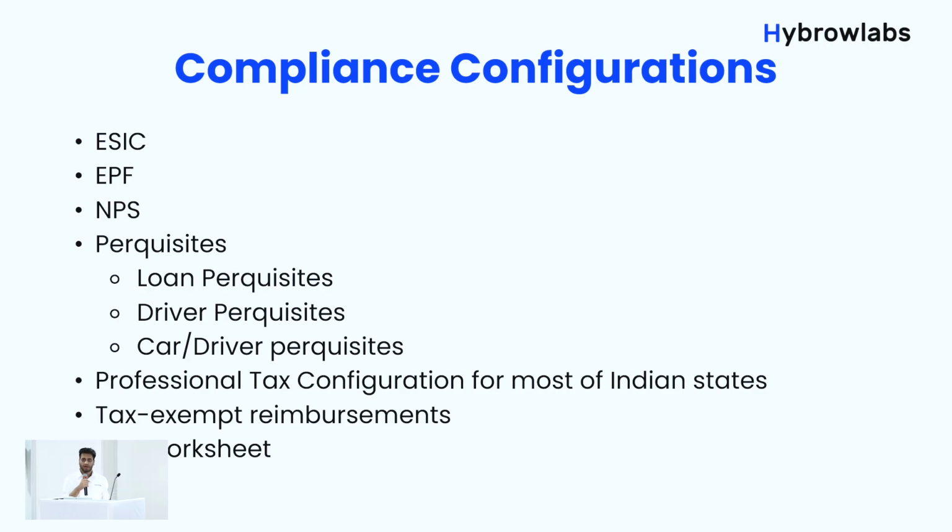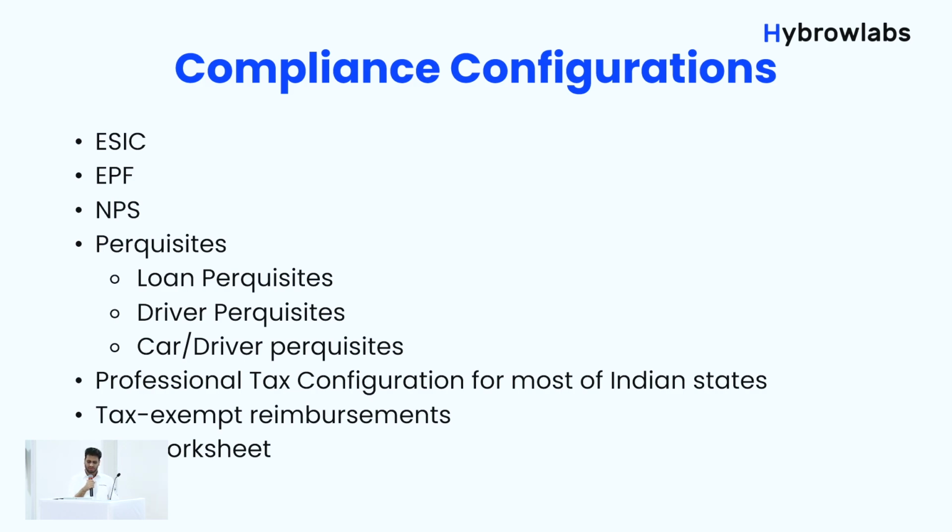EPF stands for Provident Fund. The nuance in the Provident Fund is that you have a certain percentage contribution from the employee and a certain percentage from the employer. Both are part of CTC, and the employee's contribution is considered as a tax deduction.